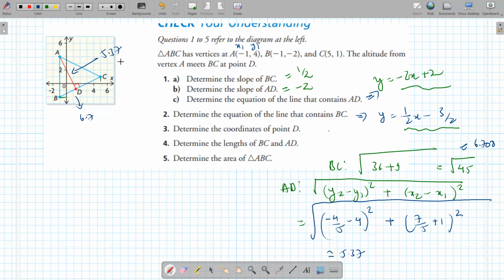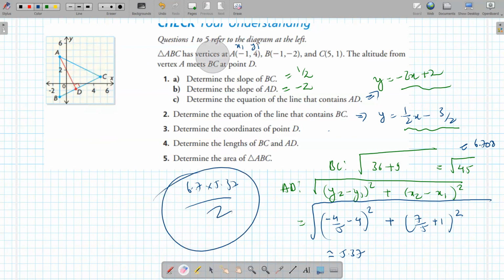Last question here, 5. Determine the area of this triangle. Any ideas? You just do 6.7 times 5.37 over 2. Yeah, that's it, right? That's it. Any questions on this? No.